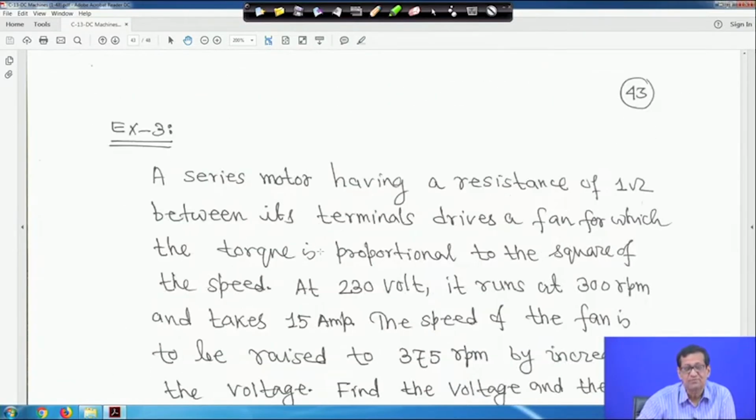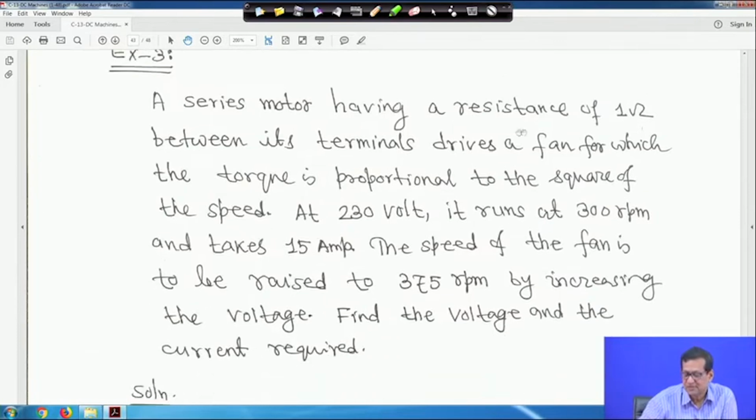Next is an example. A series motor having a resistance of 1 ohm between its terminals drives a fan for which the torque is proportional to the square of the speed, that means T proportional to N square, right. At 230 volt it runs at 300 rpm and takes 15 ampere. The speed of the fan is to be raised to 375 rpm by increasing the voltage. Find the voltage and the current required. This is the problem, right.